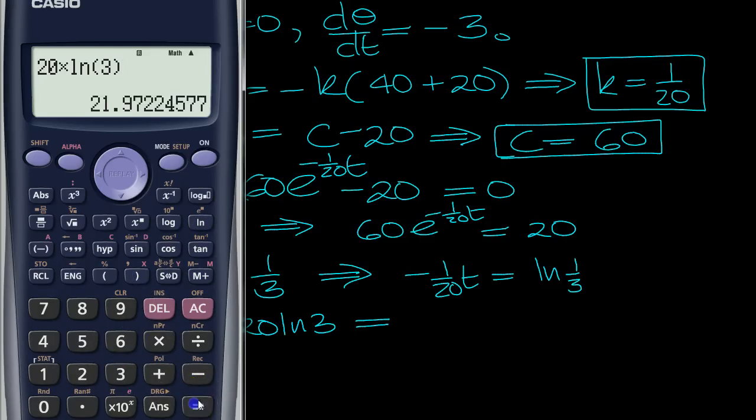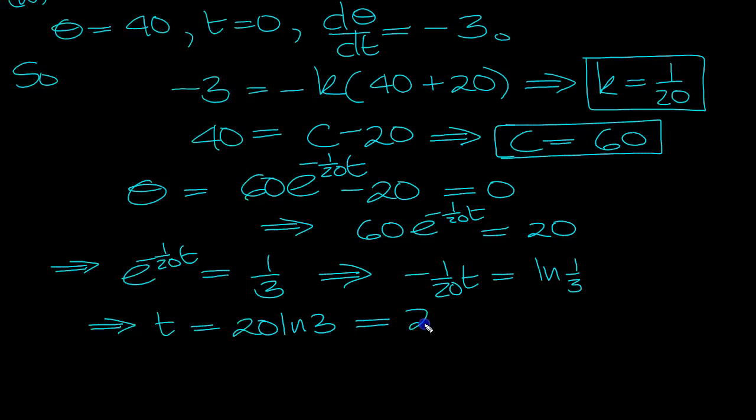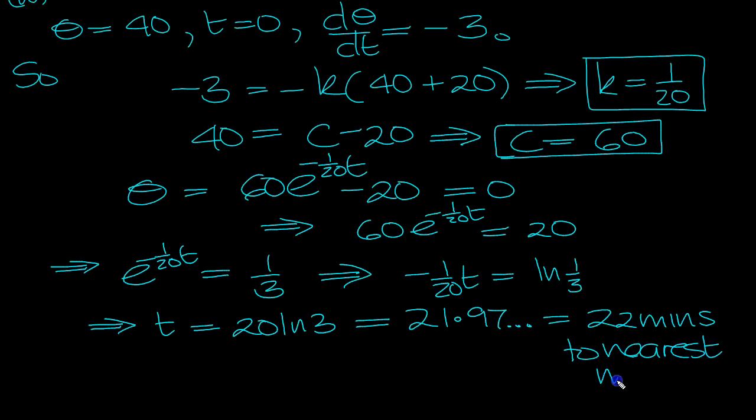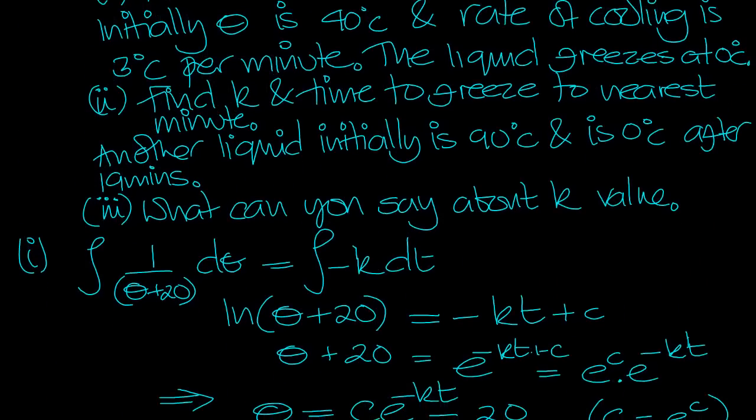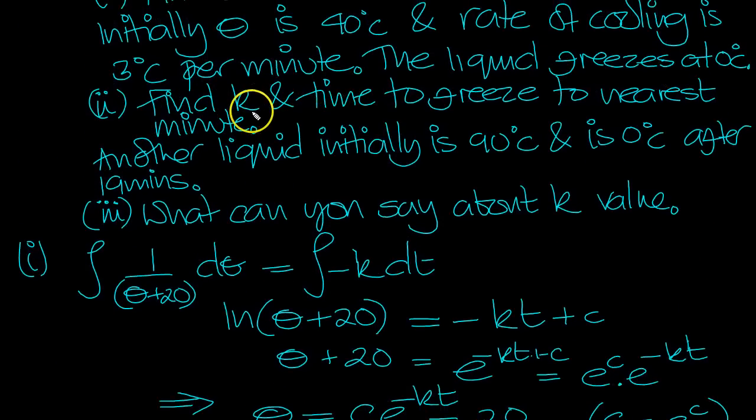Equals 21.97, which equals 22 mins to nearest minute. Okay, that's the answer there, 22 minutes. So that's part 2. Find K, which we did, and the time taken to freeze to the nearest minute.